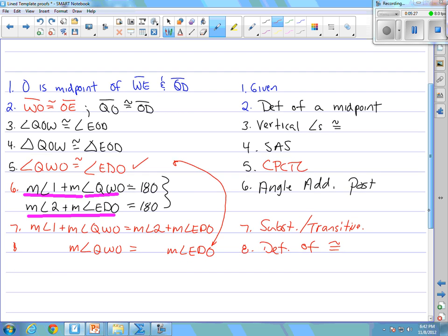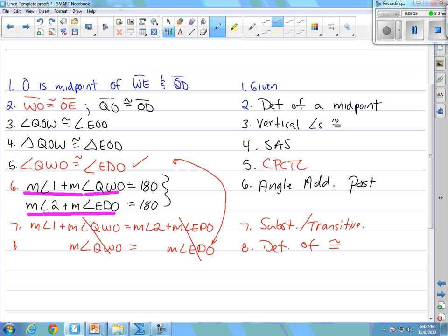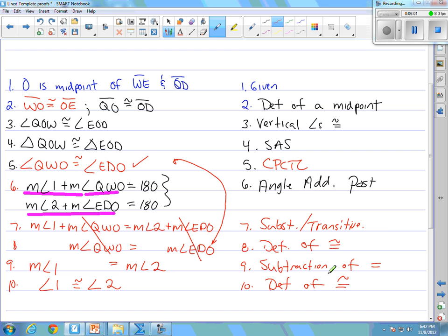Now that I have that, I can get rid of that and get rid of that, and I'll be left with measure of angle 1 equal to measure of angle 2. Since I subtracted the same thing from both sides, it's the subtraction property of equality. And once I have measurements equal, I can always state that the angles are congruent through the definition of congruency. And that's what we wanted to prove.